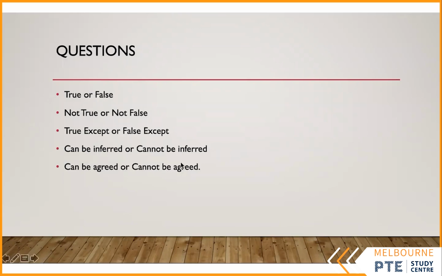Can be inferred. That means true. That means what can you understand from that? What can you infer from there? So they're looking for true. What cannot be inferred is false. Okay. Thank you. Right?